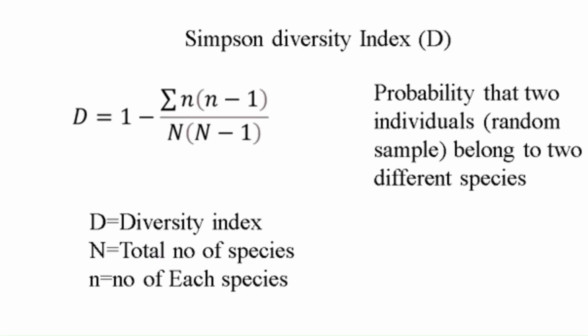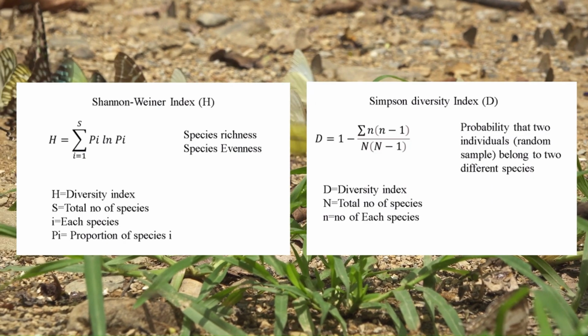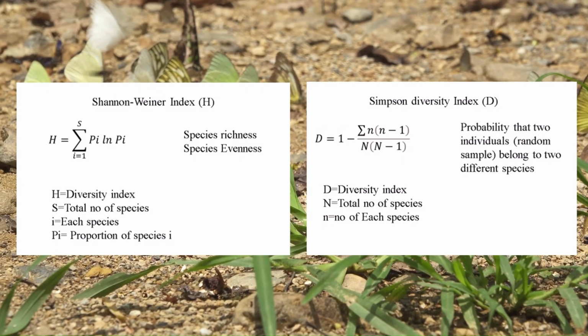On the other hand, the Simpson Biodiversity Index is based on the probability that two individuals collected randomly belong to two different species. The Simpson index is influenced by dominant species, so it is used to determine the dominance of species that shows the trend of the ecosystem diversity. Both the indices are used to obtain information that is useful to measure biodiversity of a region.